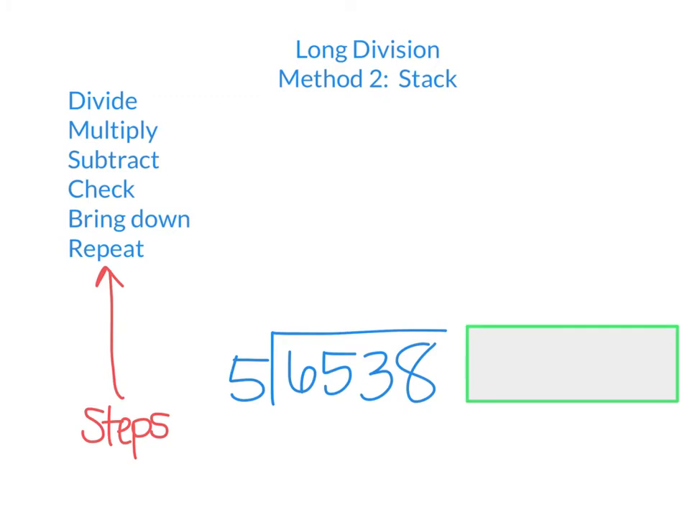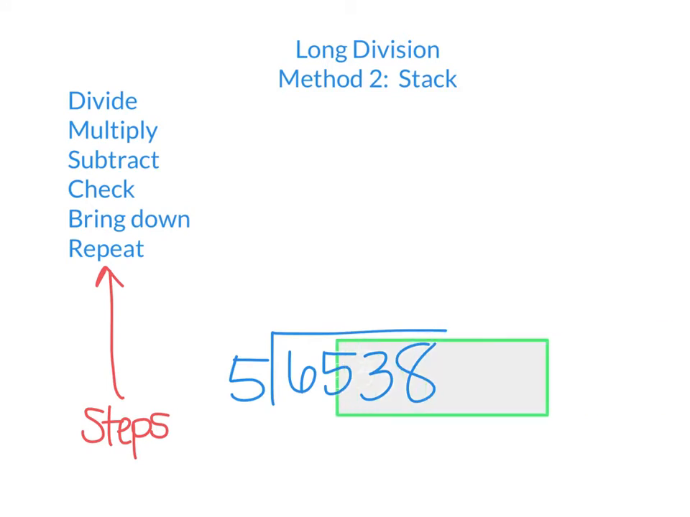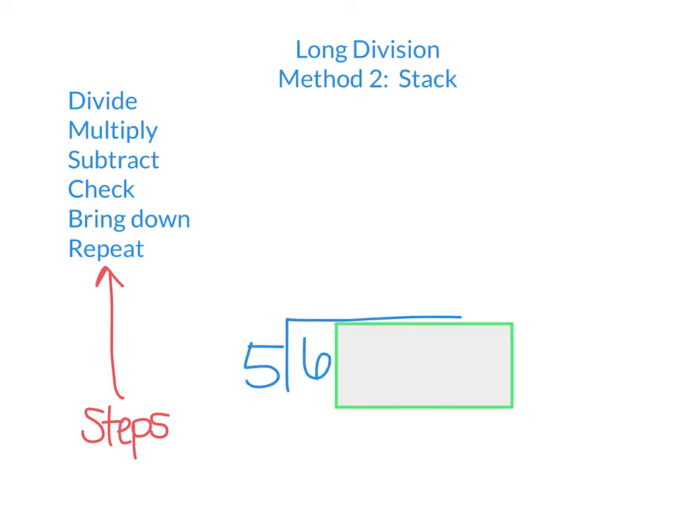So this second method that I'm going to call the stack method is very similar to the cover-up method I showed you before. If you understand this method better, then you are more than welcome to use this method. If you understand the cover-up method better, then you are welcome to use the cover-up method. The steps are going to be the same. You're still going to divide, multiply, subtract, check, bring down, and repeat. So for the stack method, we're still going to cover up everything that is after the 6, but what we write on top in our quotient is going to look a little bit different than the cover-up method.